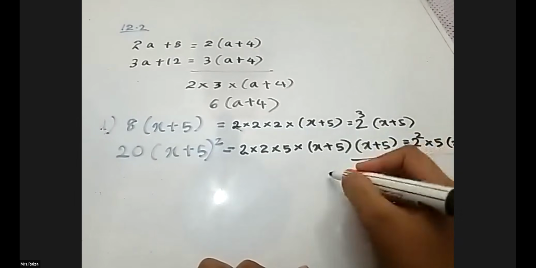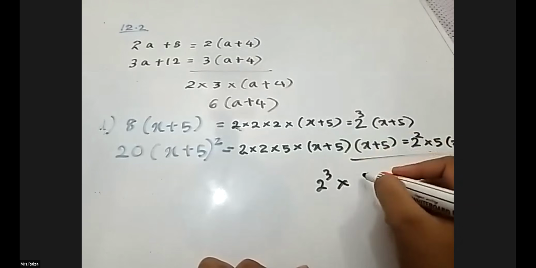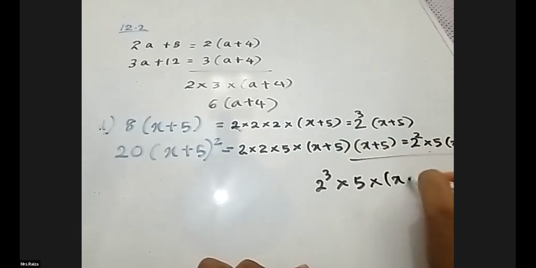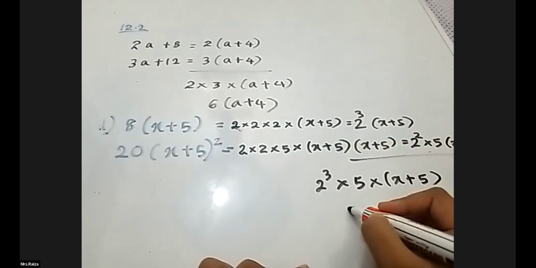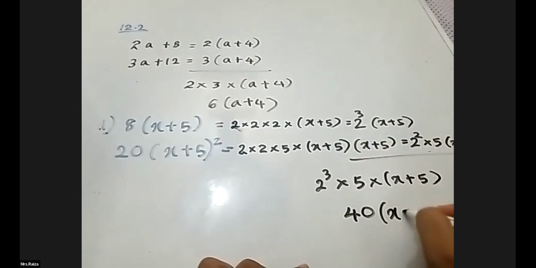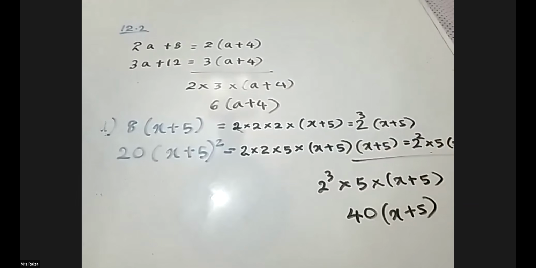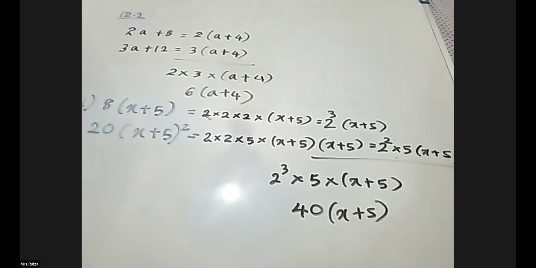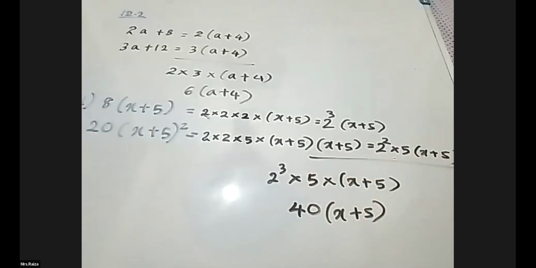So the highest power is 2 to the power 3. Then I have 5. And then I have one pair of x plus 5. So I'm getting 40 into x plus 5. 40 into x plus 5. You have to be very careful in taking the prime factors. 2 to the power 3.